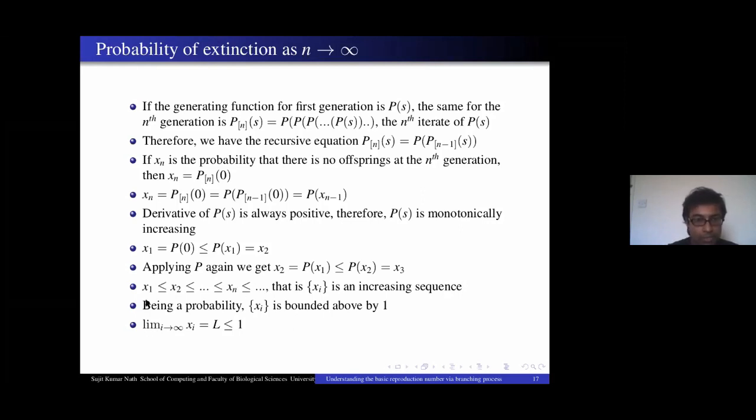So there is a theorem called the Bolzano-Weierstrass theorem, which says that a monotonically increasing sequence which is bounded above must converge to a limit. So it has a limit, suppose L, where L is the limit when n tends to infinity. That means when we think about a large number of generations, L is the probability whether the particles go extinct after enough number of generations or not. So this is basically the probability of extinction.